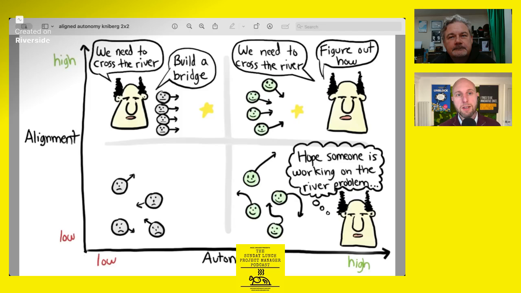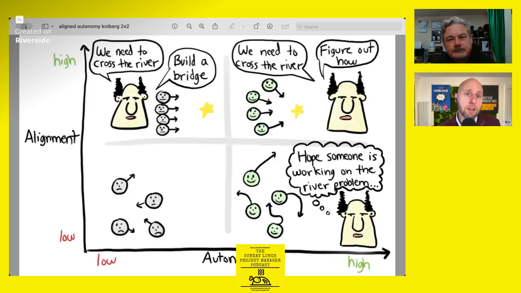The opposite is high autonomy, low alignment, which is people just being super happy and running in all sorts of directions. And the manager is thinking, I hope someone is working on the river problem, right? So you just hope and don't talk to people, but then just don't let them be, and hopefully somebody is solving your business problem, which probably is not the case.